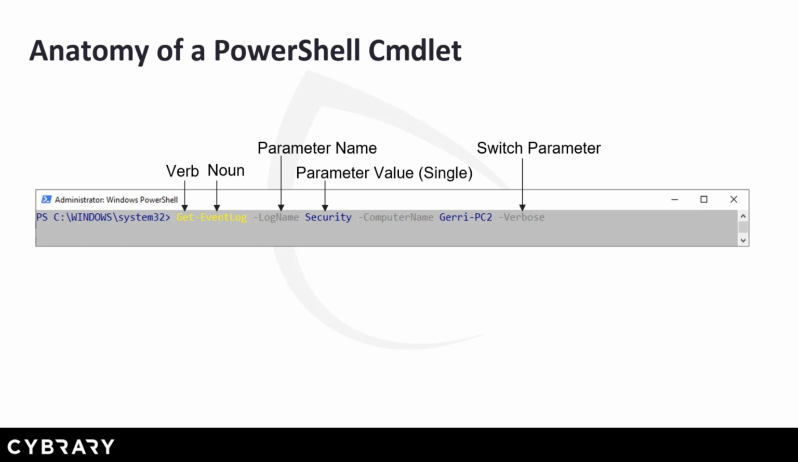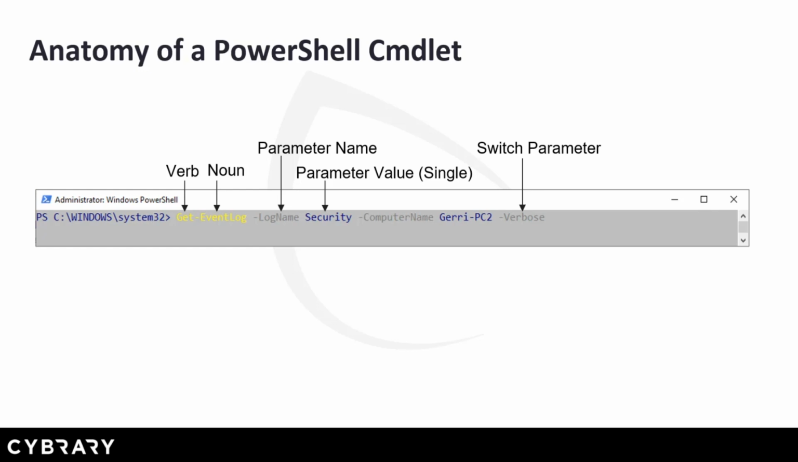Now, if we break down this command, we can see that at the beginning, the first item is a verb, the second item is a noun. Typically in PowerShell, commands are structured with a verb-noun. This was a Get-EventLog, and a lot of times you'll have commands that are Get-something. You'll also have commands that are Set-something or Add-something a lot.